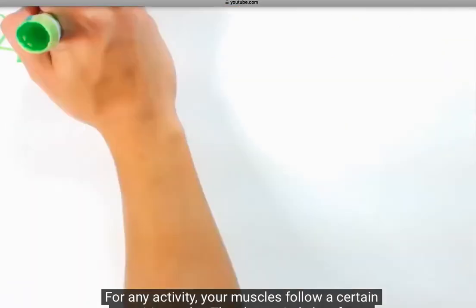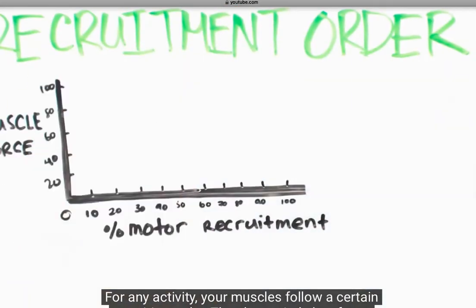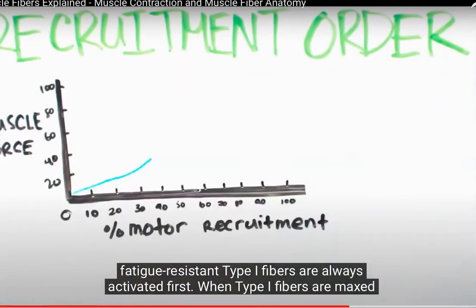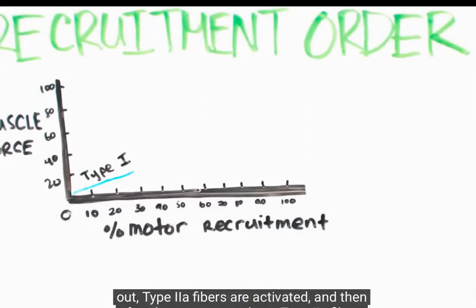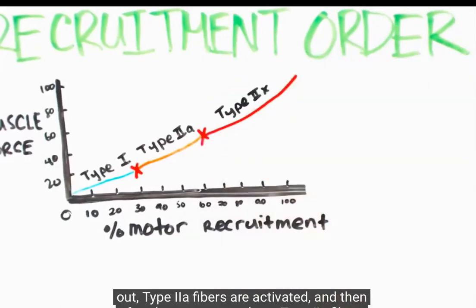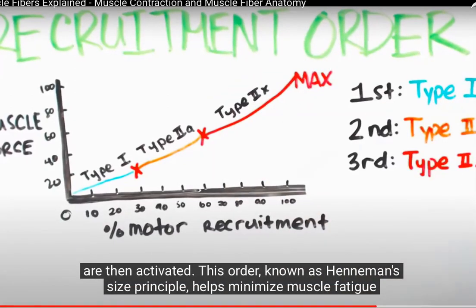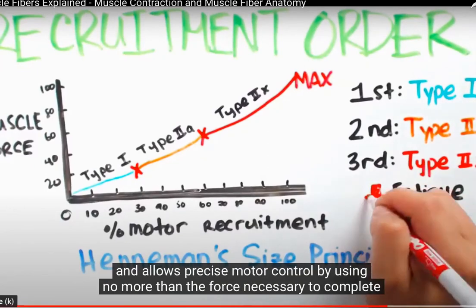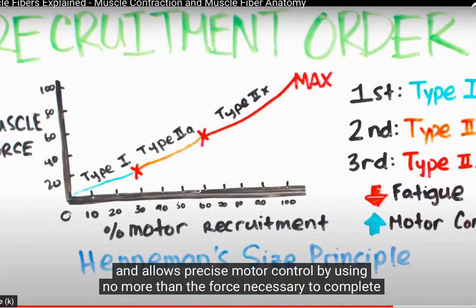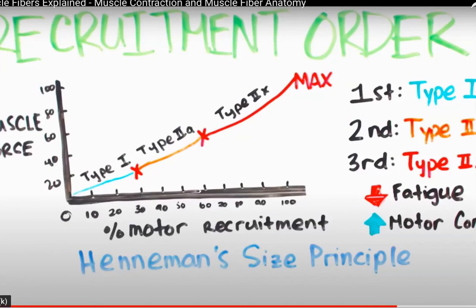For any activity, your muscles follow a certain recruiting order. The slow twitch, low force, fatigue-resistant type 1 fibers are always activated first. When type 1 fibers are maxed out, type 2A fibers are activated, and then after those are maxed out, type 2X fibers are activated. This order, known as the Henneman's size principle, helps minimize muscle fatigue and allows precise motor control by using no more than the force necessary to complete a movement.